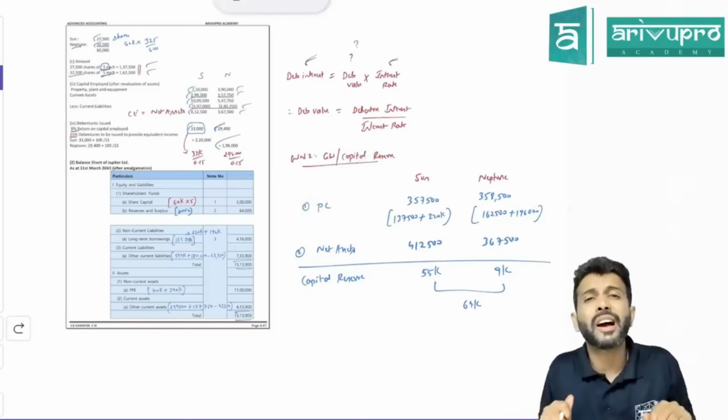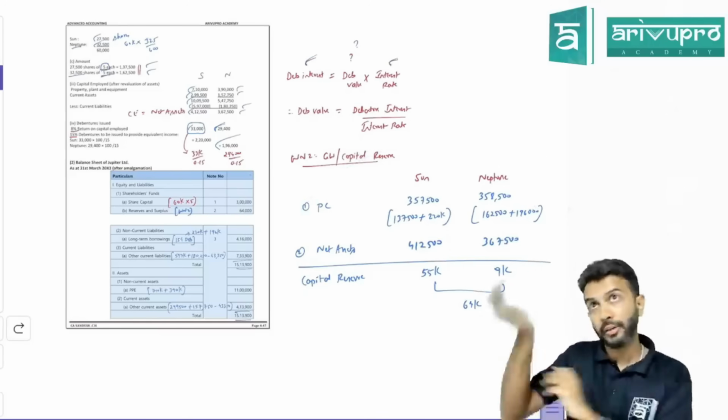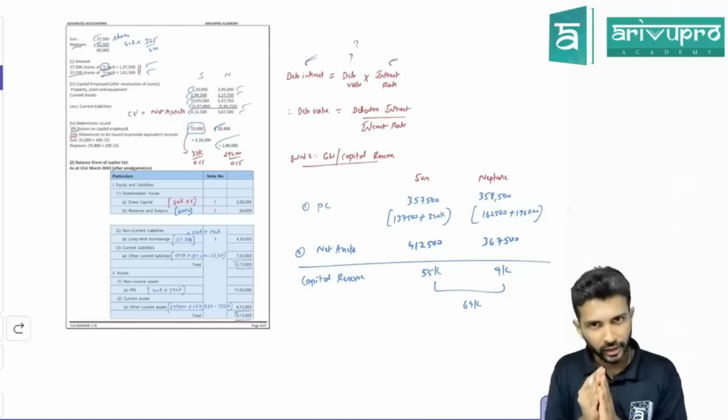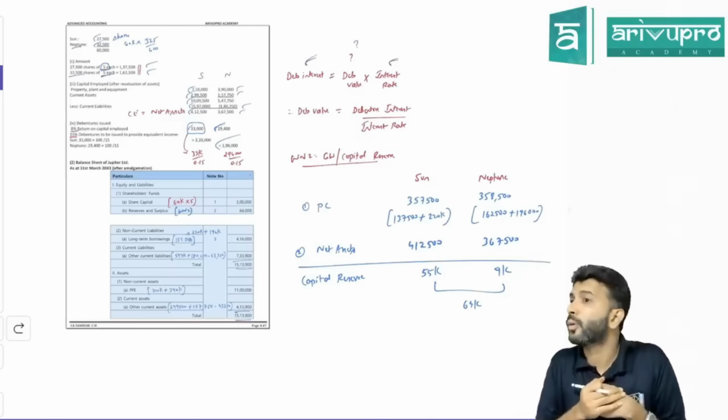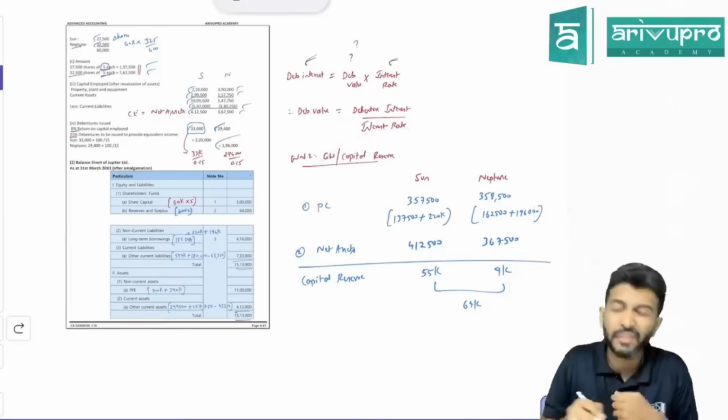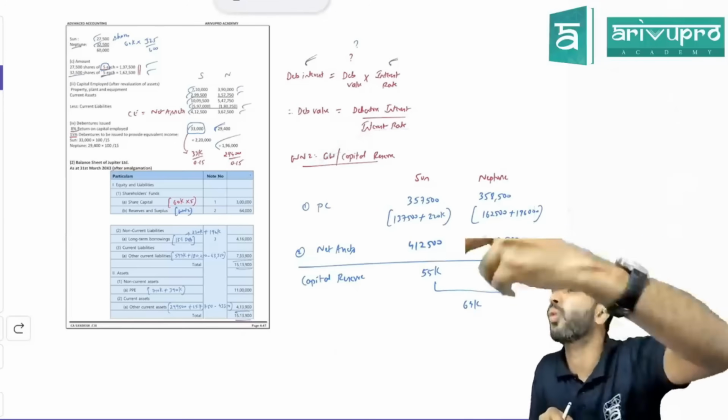But in this problem, did they ask you for a journal entry or not? So I will prepare a journal entry. You can, but it's a wastage of time. They've not asked for a journal entry, so why do you waste time? That means in this problem, we have to prepare goodwill or capital reserve as a working.